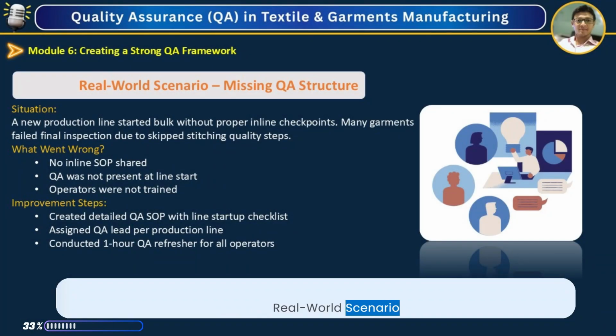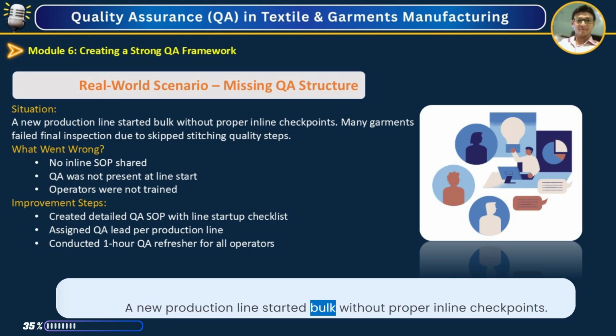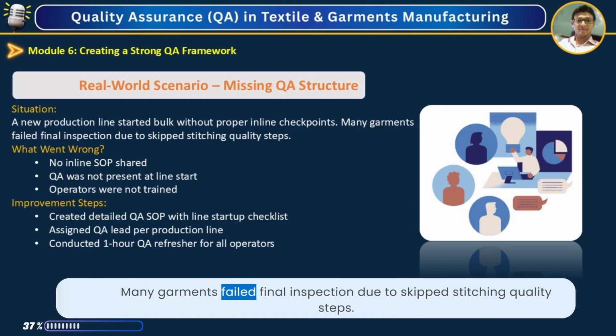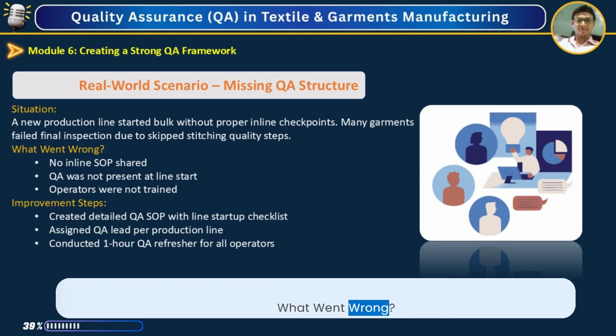Real-world scenario: missing QA structure. Situation: a new production line started bulk without proper inline checkpoints. Many garments failed final inspection due to skipped stitching quality steps. What went wrong? No inline SOP was shared. QA was not present at line start. Operators were not trained.